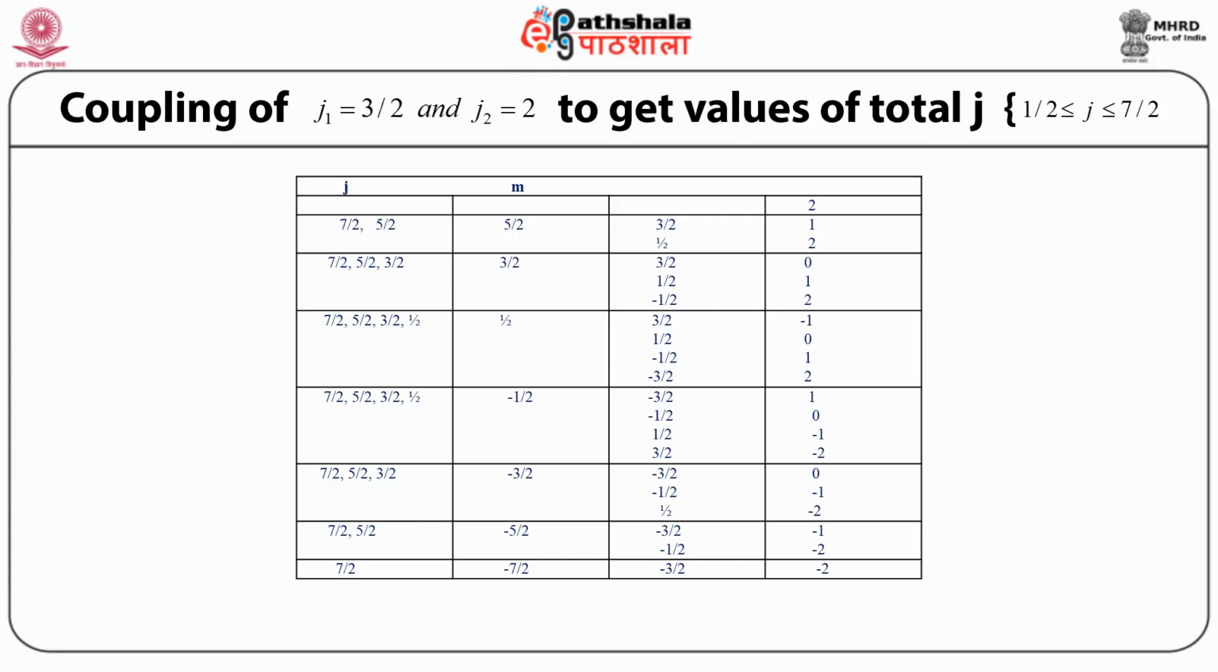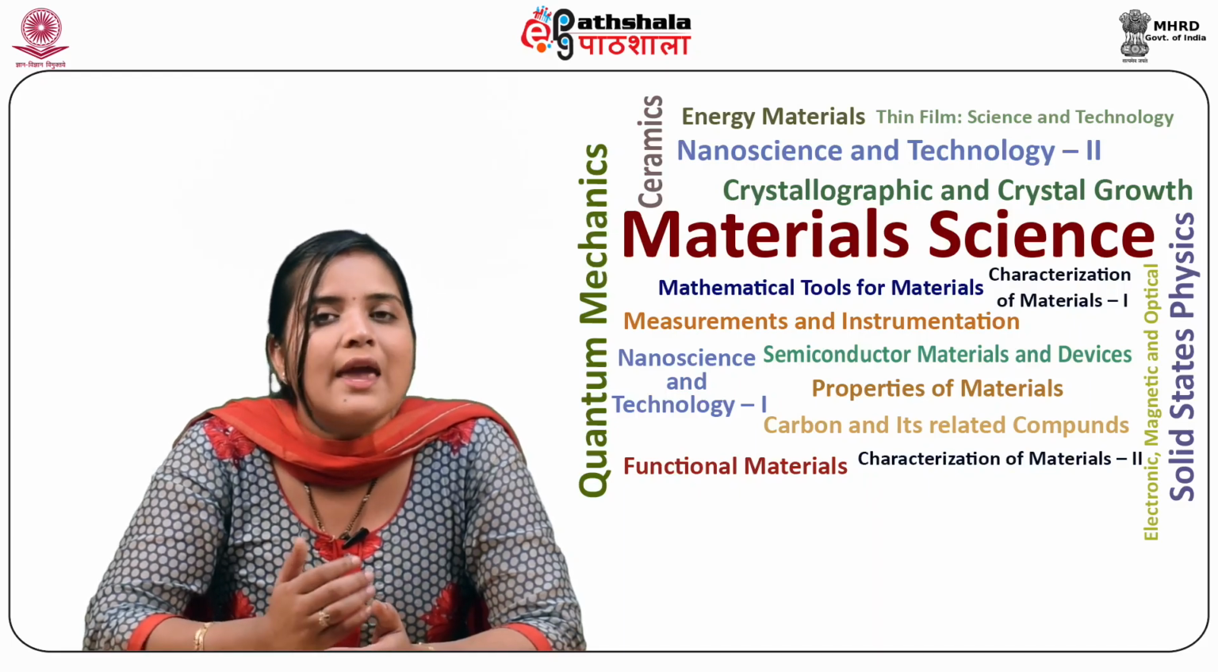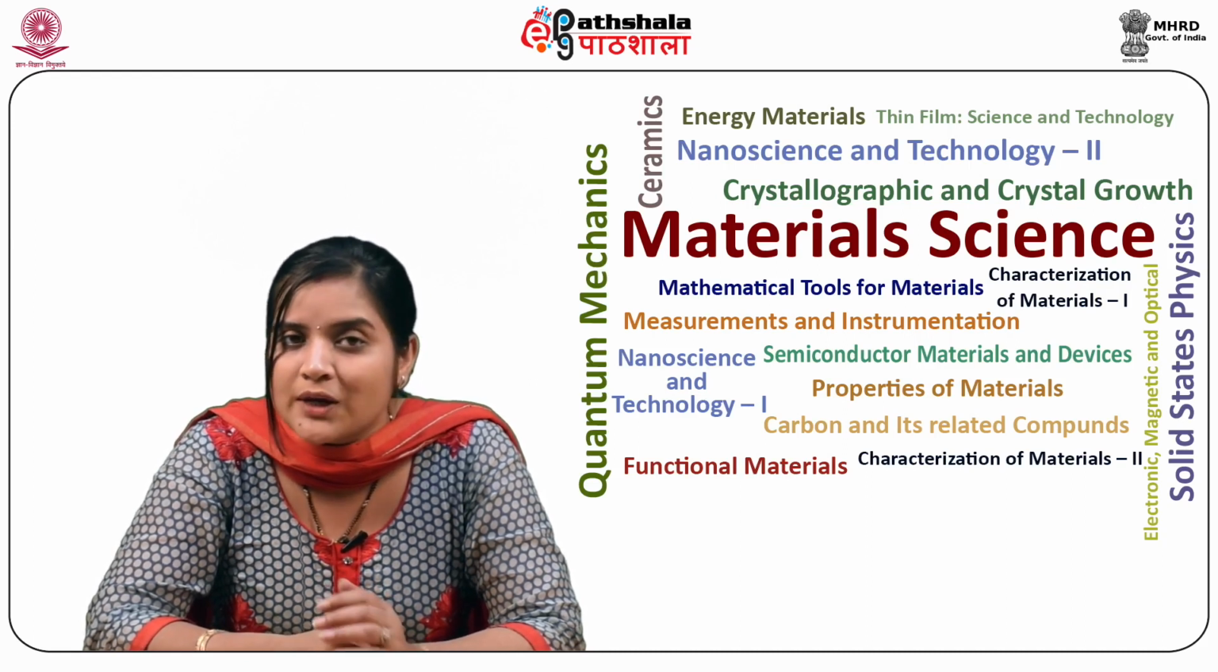For values of J being 7 by 2, 5 by 2, 3 by 2, 1 by 2, M can take the value 1 by 2 and M1 will take the values ranging from plus 3 by 2 to minus 3 by 2 and M2 taking the values minus 1, 0, 1 and 2. Similarly, the values of M, M1 and M2 can be described for the states given by J equals 7 by 2, 5 by 2, 3 by 2 and J equals 7 by 2, 5 by 2 and J equals 7 by 2. Next we discuss the example of the addition of angular momenta.